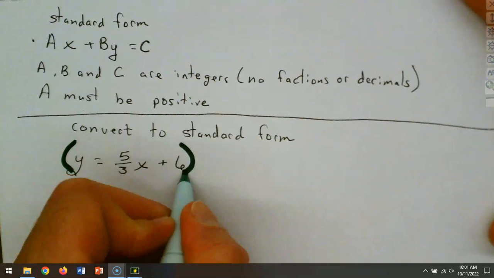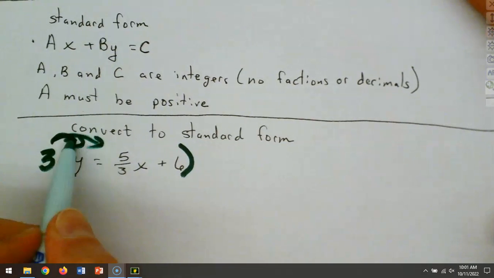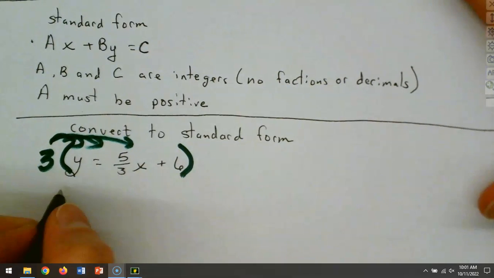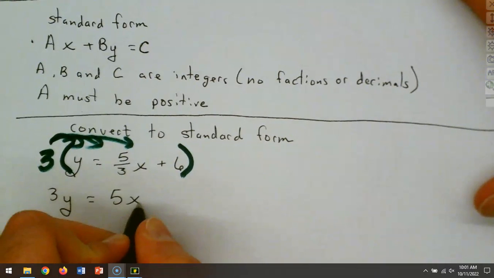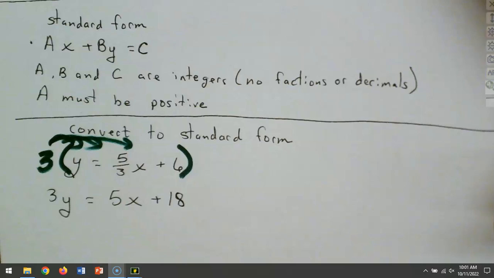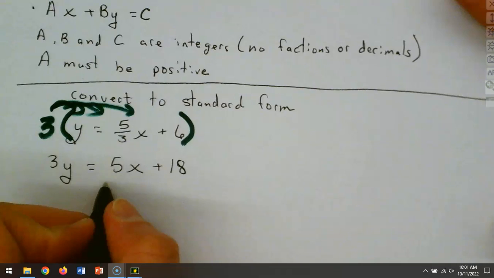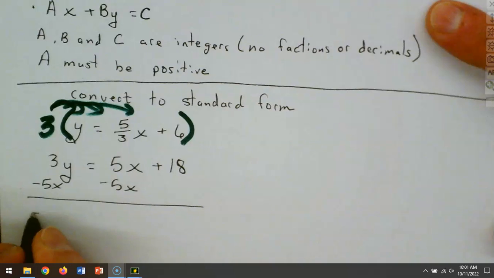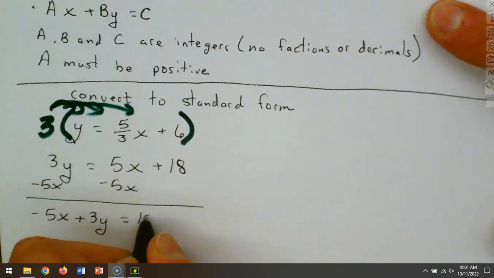And how do we convert this to standard form? We clear our fractions. So we begin by multiplying it all by 3. And that leaves me then with 3y equals, those cancel, 5x, and don't forget the 3 times the 6. That makes it an 18. Now, what do we need to do to get it in standard form? We've got to move that 5x over. All the fractions are gone.